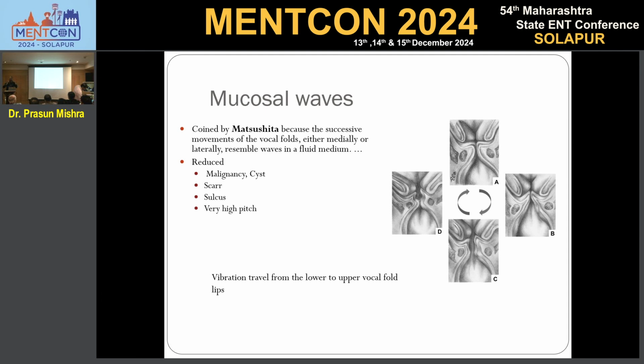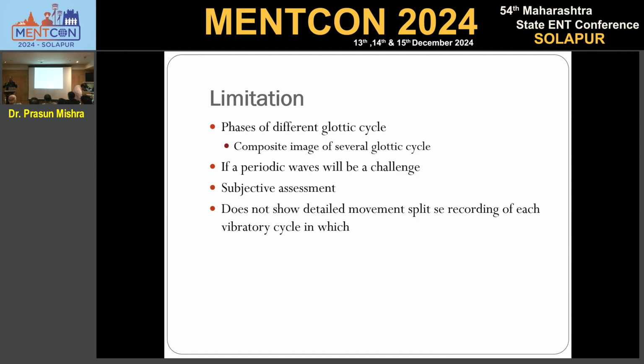If it is a simple nodule or a polyp with absence of mucosal wave, definitely take a little bit wider margin for a biopsy. If waves are present, then remove it like any other method. So it has its own limitation. It is not a slow motion; it is generally a perceived slow motion.